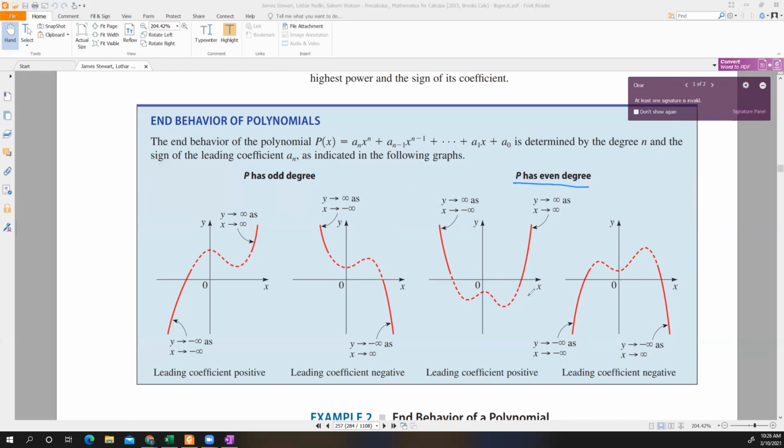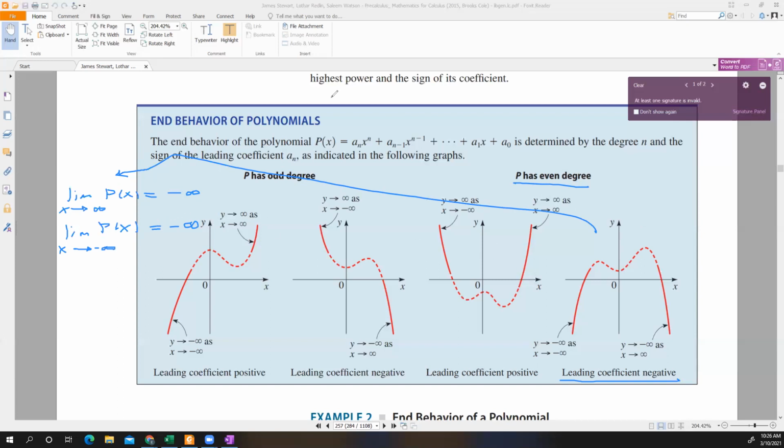And then the last case is, we're still under the even degree case, but we have a leading coefficient that is negative. In this case, we can summarize the results as follows. The limit as x goes to infinity of p of x will be negative infinity, and the limit as x goes to negative infinity of p of x is also negative infinity. They have the same sign.